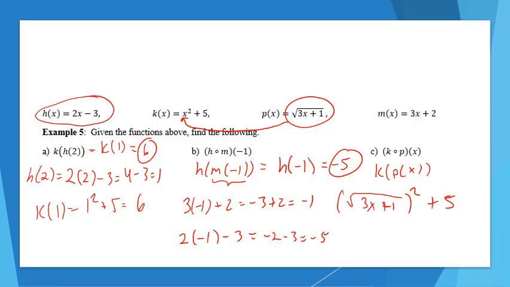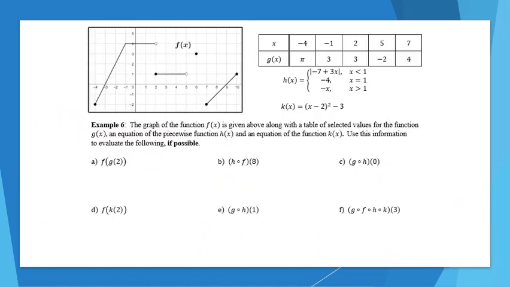squared plus 5. Here, the square root and the square will actually cancel out, and we'll be left with 3x plus 1 plus 5, which we can simplify to 3x plus 6. So that should be our answer for part C there.